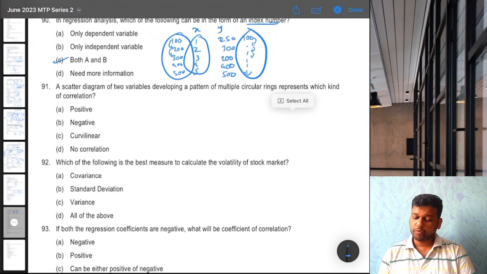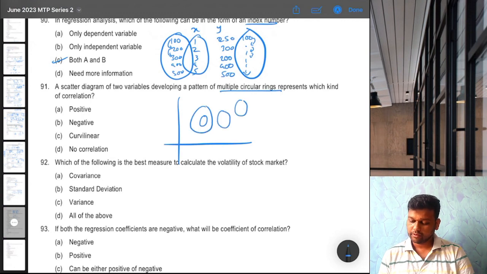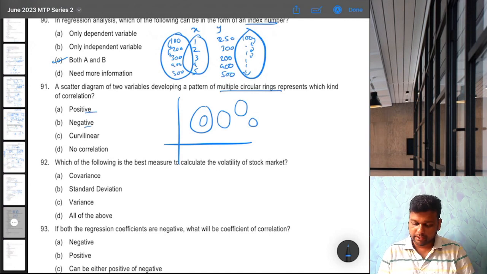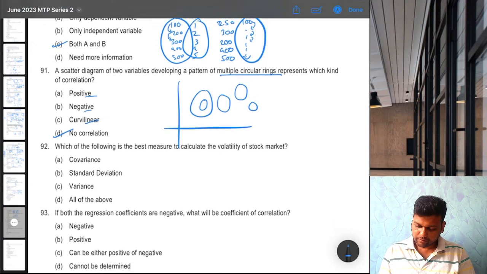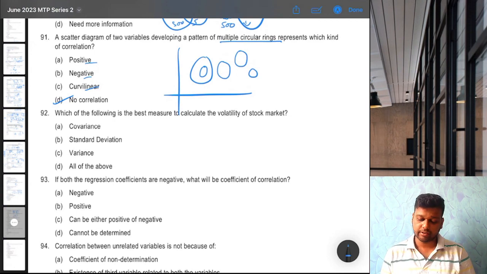A scatter diagram of two variables developing a pattern of multiple circular rings. So the scatter diagram is developing multiple circular rings, something like this. Which kind of correlation does it represent? It is not positive, negative or curvilinear. We cannot call it no correlation either. It is some correlation, right? But it does not have a name. It is not this or this. So we can take D. Technically this is wrong because this is not no correlation. This is some correlation. It is just that we have not named it.